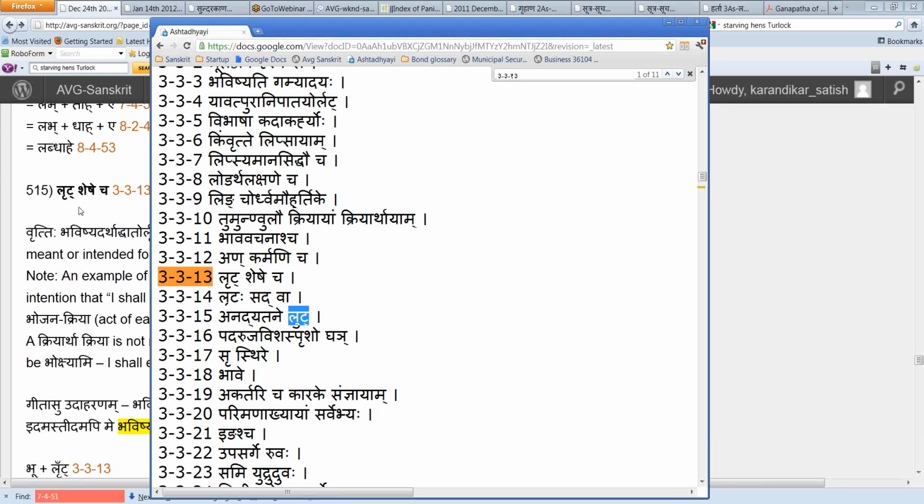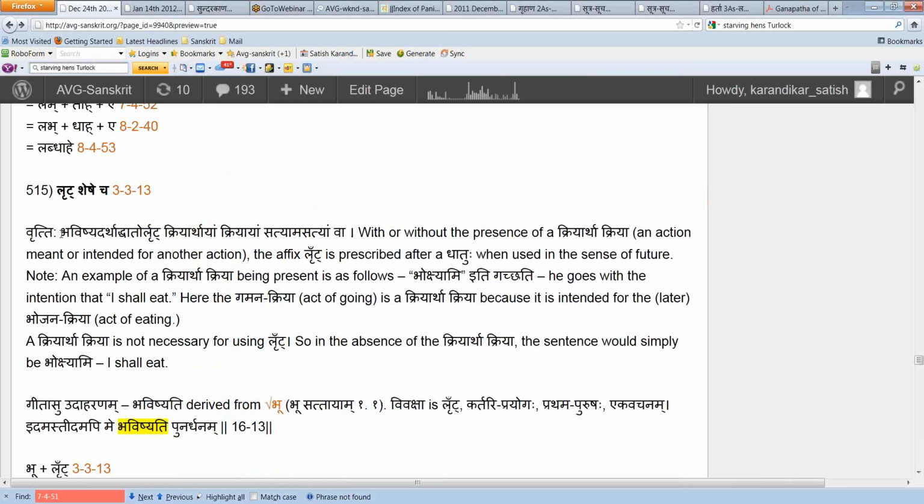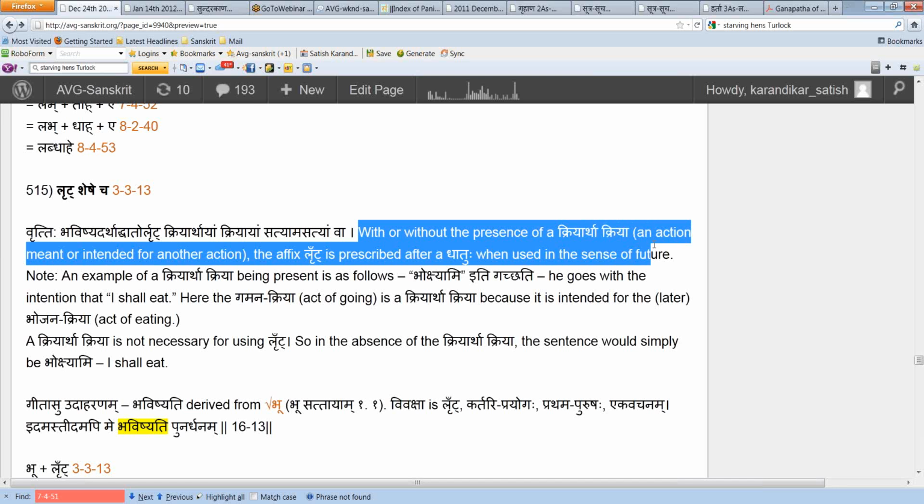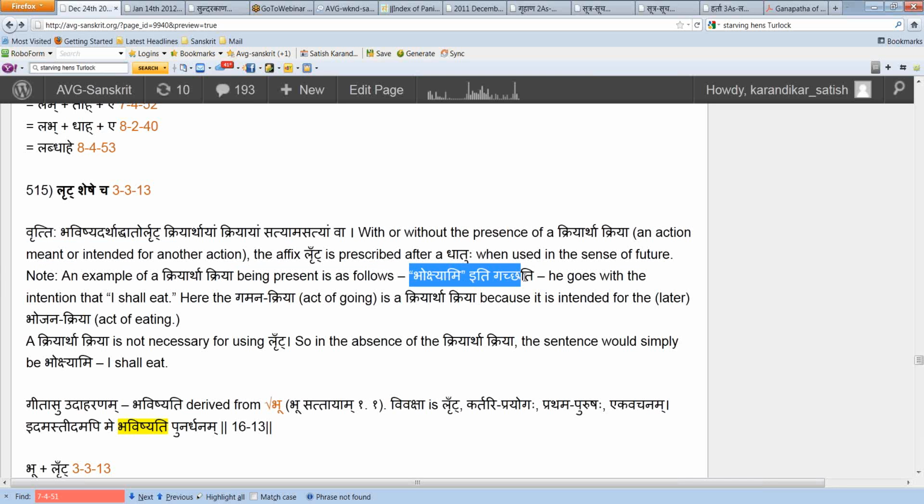So today we're going to see this lakara lut, "lut shesheycha, bhavishyadartha dhator lut." Sorry, lut. "Lut kriyarthayam kriyayam satyam asatyam va": with or without the presence of a kriyartha kriya, which we just talked about, the affix lut is prescribed after a dhatu when used in the sense of future. And then we gave the example bhokshyami iti gacchati. This gamanik kriya is a kriyartha kriya. When it is present, lut can be used. Even when it is not present, lut can also be used. But the final warning is that if the action is exclusively not of today, lut should be used, though in the language that doesn't always work like that.